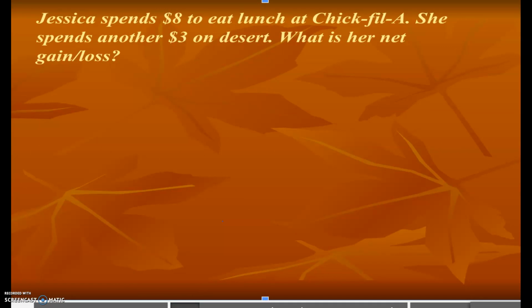Okay, so this is another similar type of problem. All right, Jessica spends $8 to eat lunch. So since she's spending money, we generally think of spending money as a negative because she lost $8 when she spent it. Now she's going to add some other amount to that. Now she's spending another 3. So once again, she's spending it, so I'm going to put a negative 3.